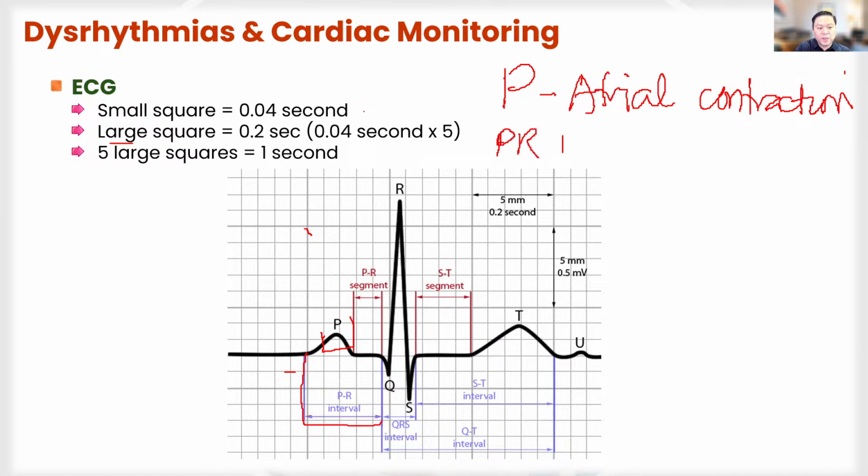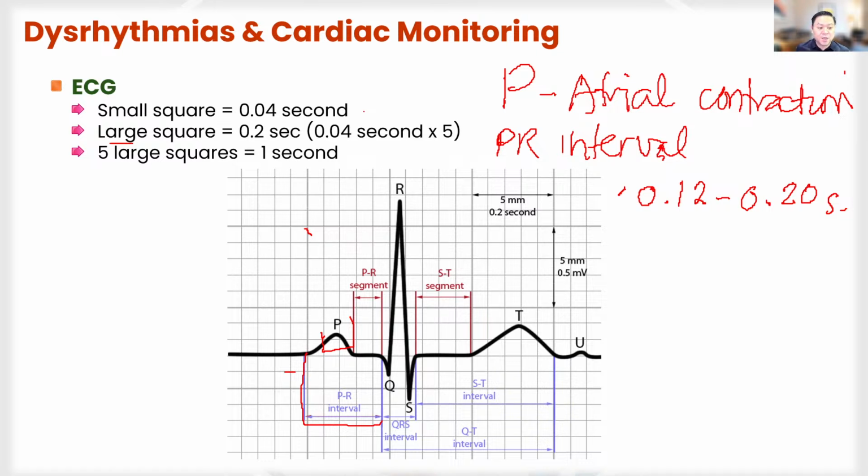For the PR interval, we really need to know the duration. This is very important. The duration is 0.12 to 0.20 seconds, or equivalent to about 120 to 200 milliseconds if you prefer it that way. And you'll see the next waveform here.